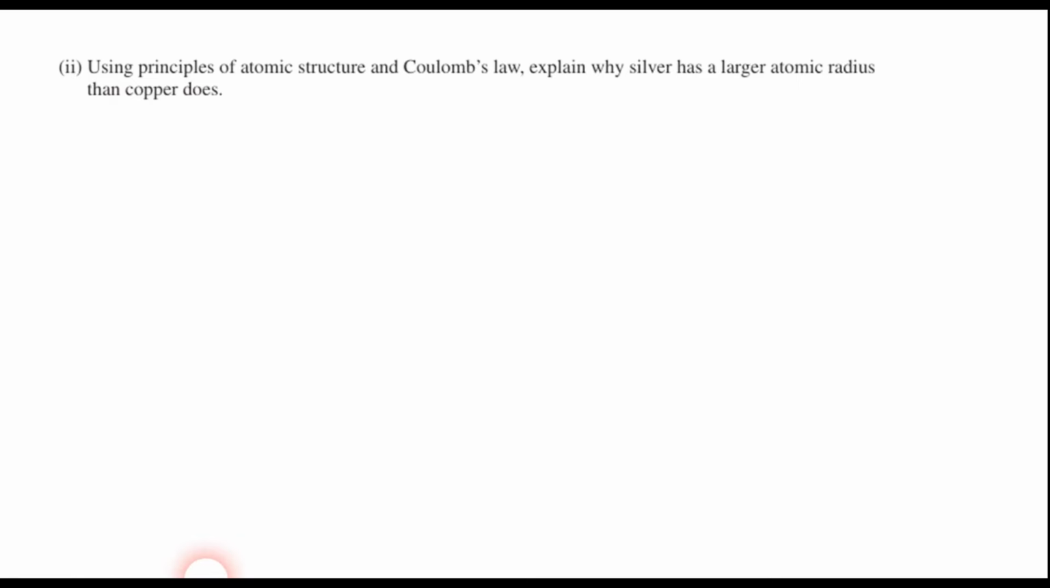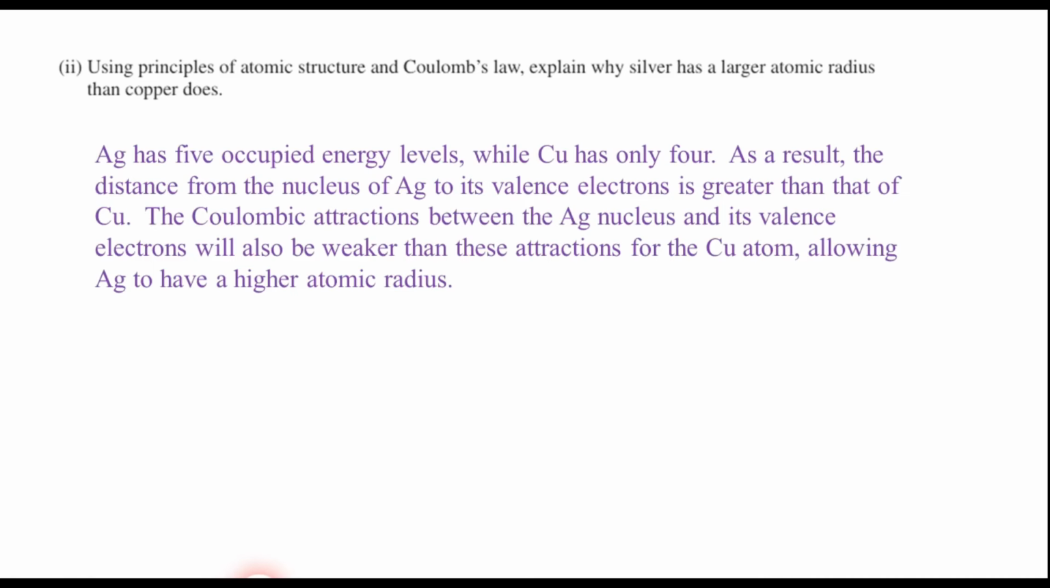Now part 2 says using principles of atomic structure and Coulomb's law, explain why silver has a larger atomic radius than copper does. And so the idea here is we have to consult the periodic table, and we see that silver is farther down on the periodic table. So this tells us that silver has 5 occupied energy levels, or 5 electron shells, whereas copper, being in period 4, only has 4. And so because of that, the distance from the nucleus of silver to its valence electrons is going to be larger or greater than that of copper.